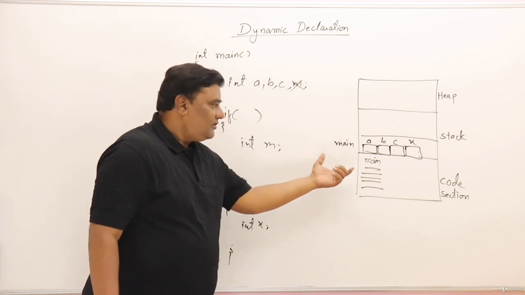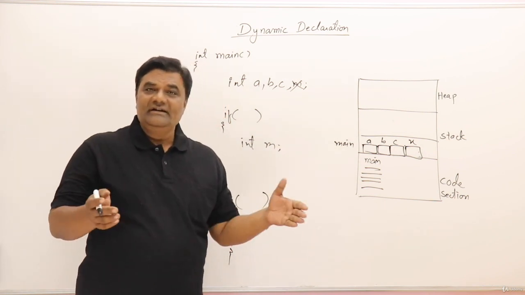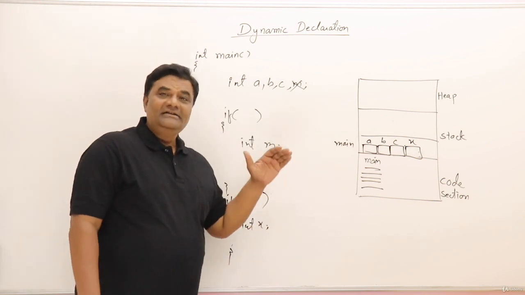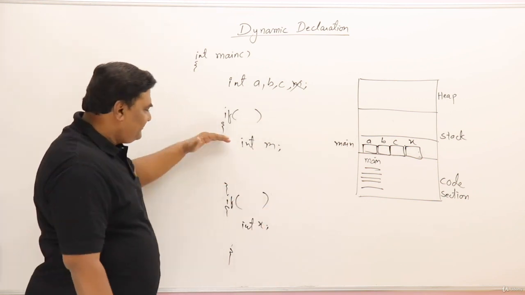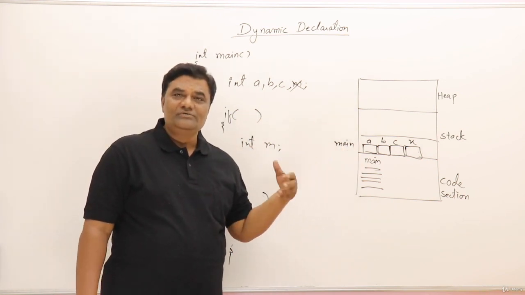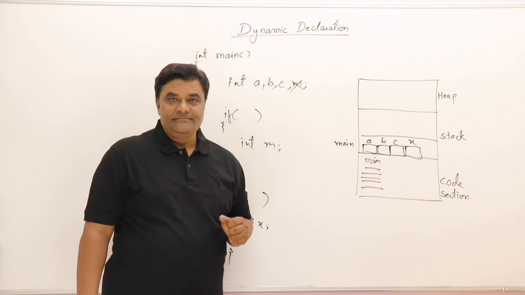The activation record of this main function will be growing and shrinking as you go on dynamically declare the variables and they go out of the scope. Once this block ends, this m is gone from the memory. So the small size memory can be used again and again by different variables.